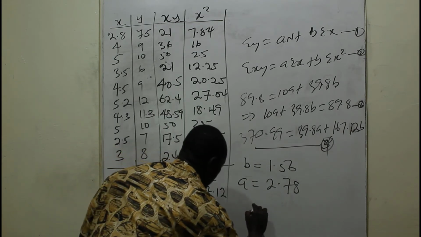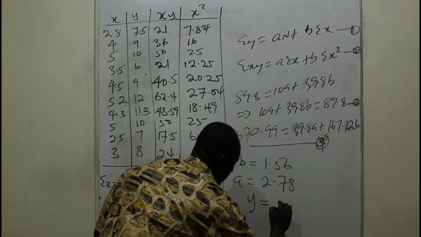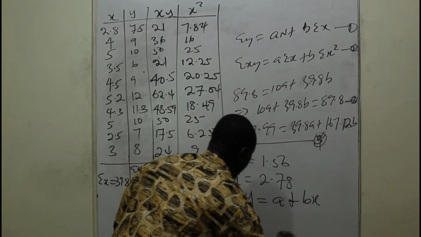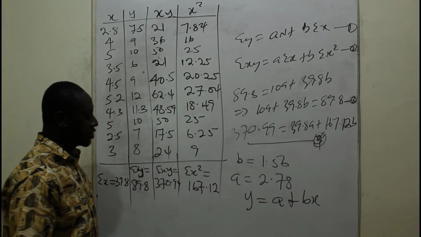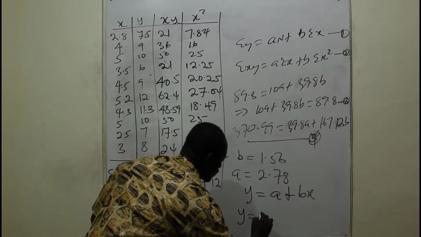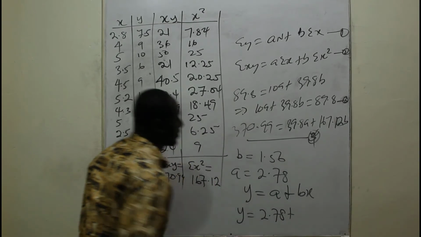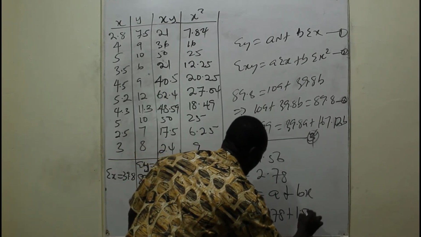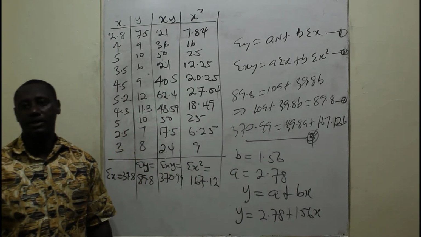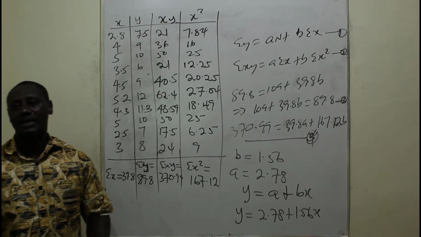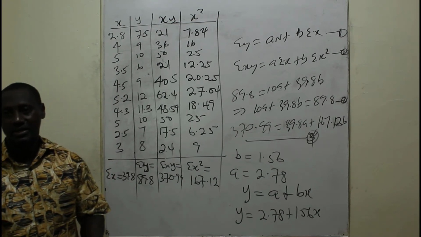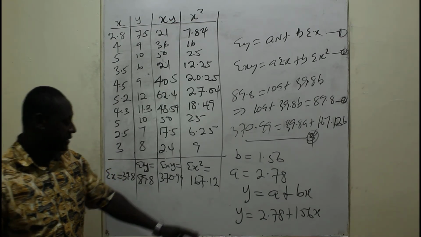Remember, the equation of the regression line of y on x is y is equal to a plus bx. So now what is your a? Your a is 2.78 plus, what is your b? 1.56 times x. So this equation becomes the equation of the least squares line of regression of y on x.